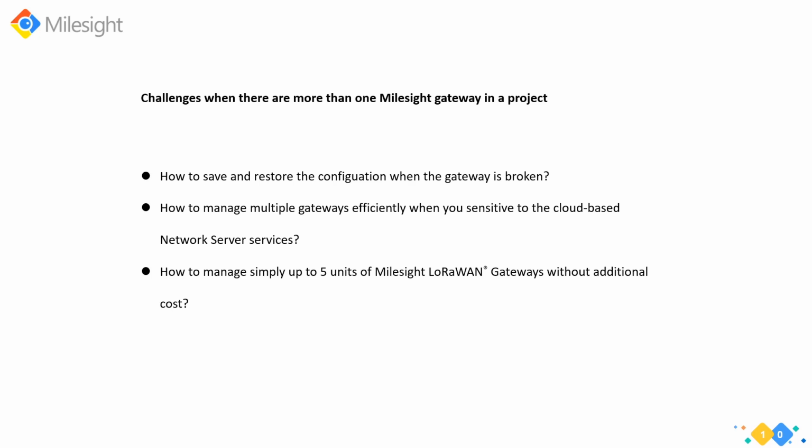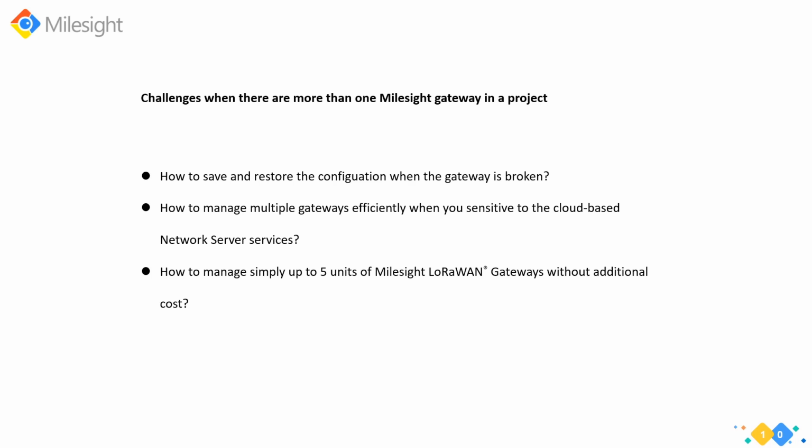If you don't want to deploy a network server from a third party, like TTN, Loriot, or ChirpStack, and if you are reluctant to manage those gateways through a cloud-based network server, then you would probably meet some challenges during the configuration. And if unfortunately a gateway was broken, how to deal with the end device? How can you deal with the sensors that were attached to this broken gateway?